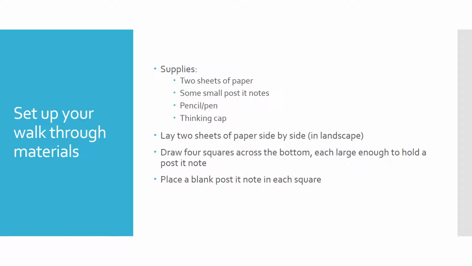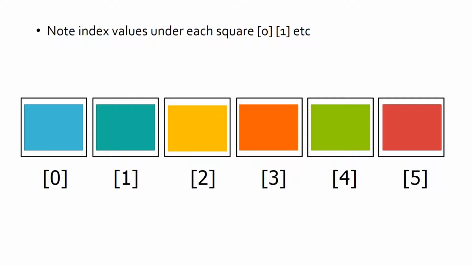Draw some squares across the bottom of the pieces of paper, each of them large enough to hold a post-it note, and we're going to place a blank post-it note in each. So something like this. Now leave a little bit of room at the bottom, because across the bottom we're going to write index values for our array. So this is index position 0, 1, 2, etc.